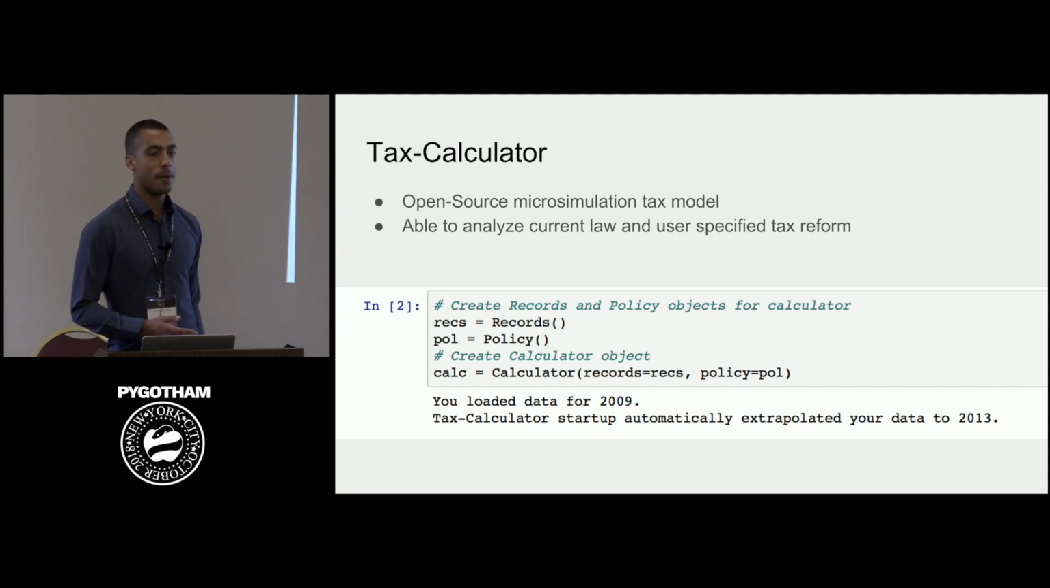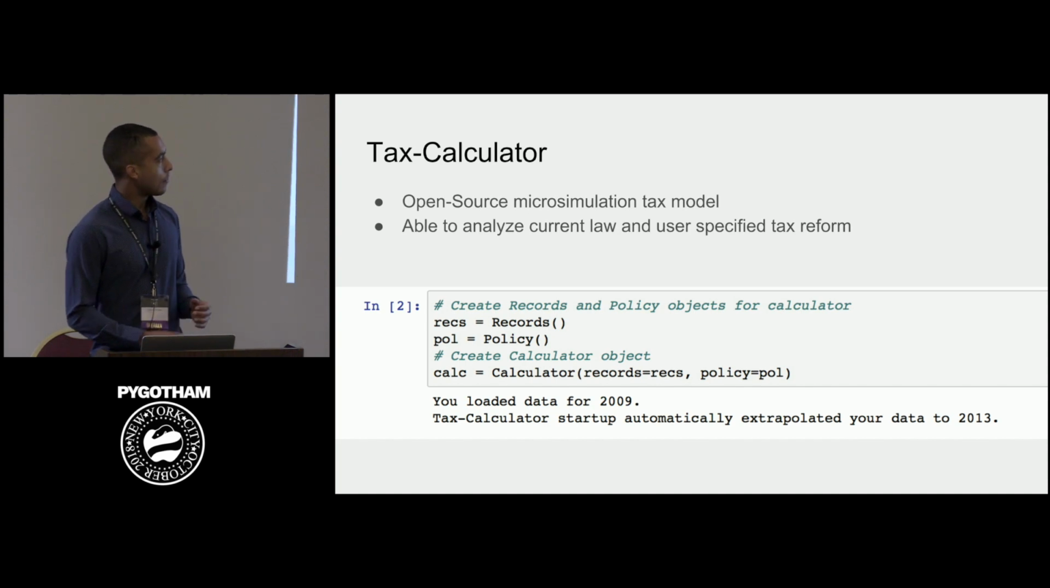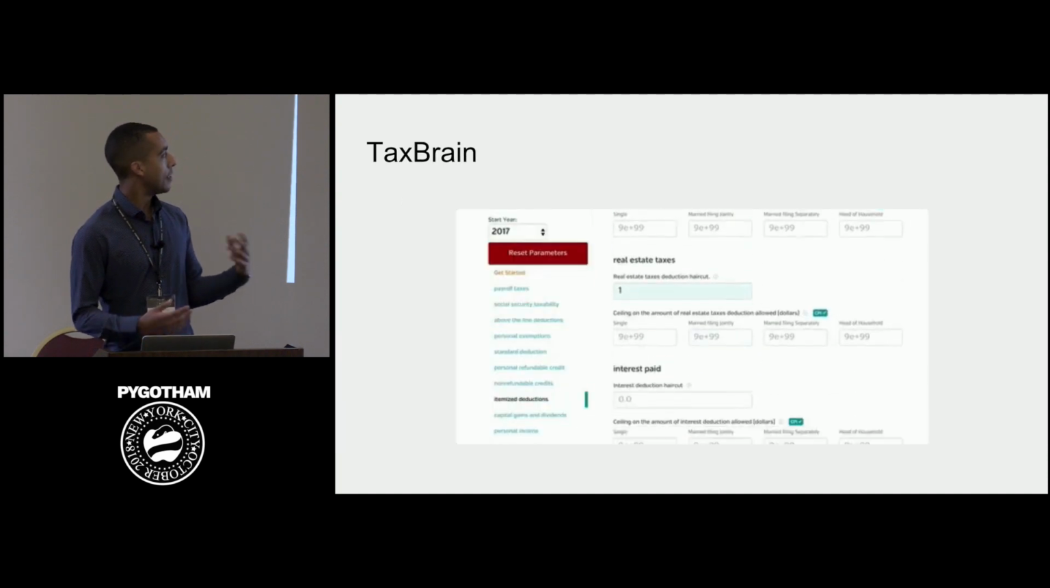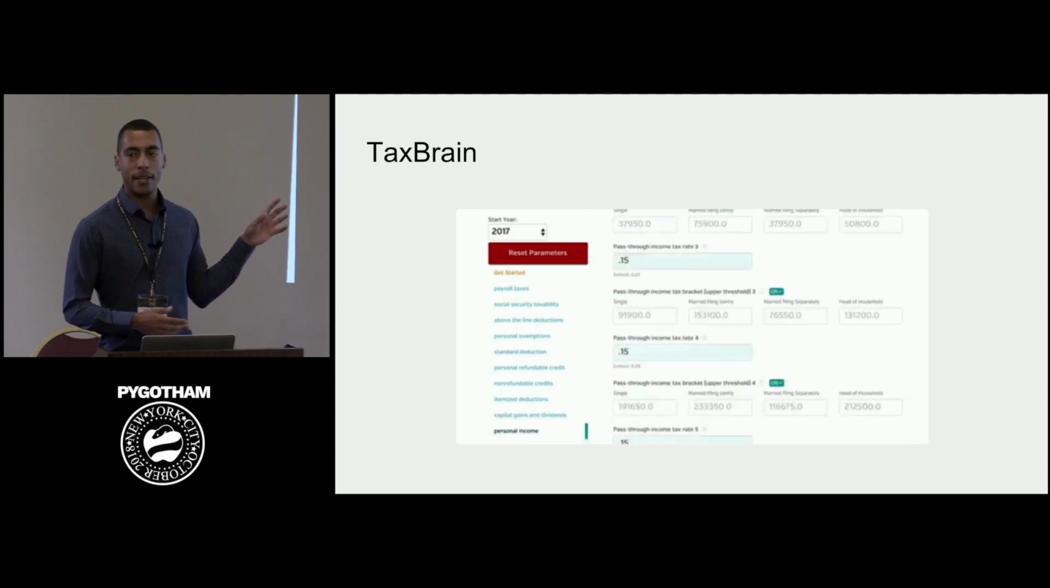You specify a couple different types of Python objects. You put those all in a calculator. And then you can run with it. And then, because it is open source and we want to make it as accessible as possible, we built what we call TaxBrain on top of it.